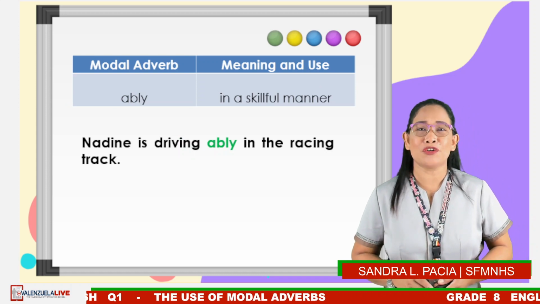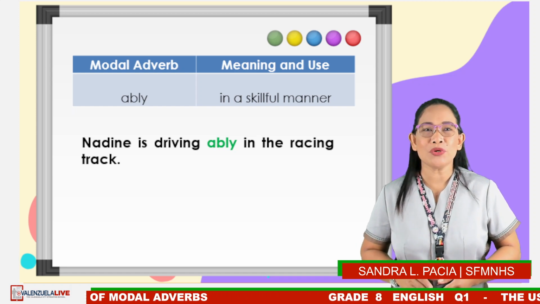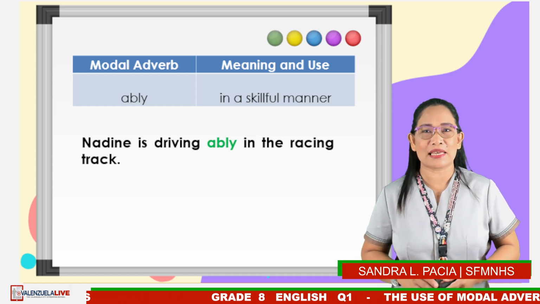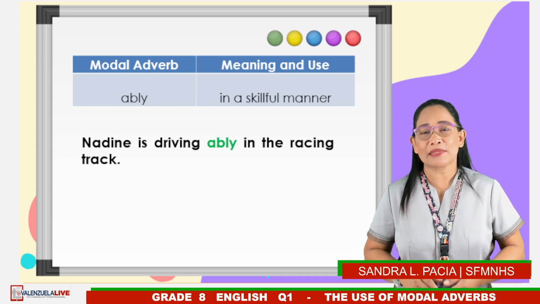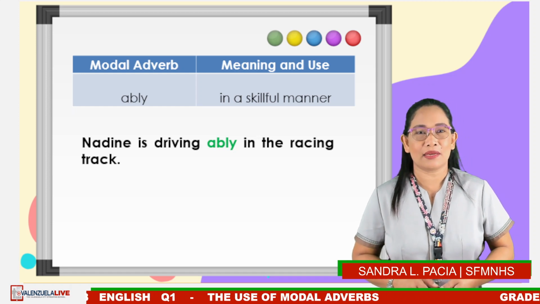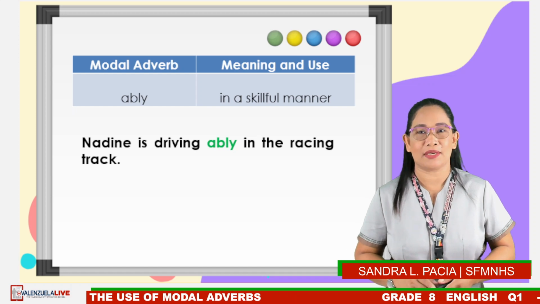Let us see how the modal ably is used in a sentence. We use ably to state that someone is skillful at something, just like this example. Nadine is driving ably in the racing track. Here, the subject Nadine is skillful in driving.